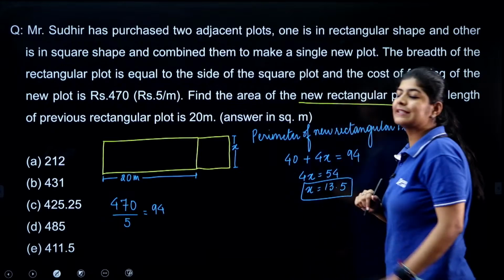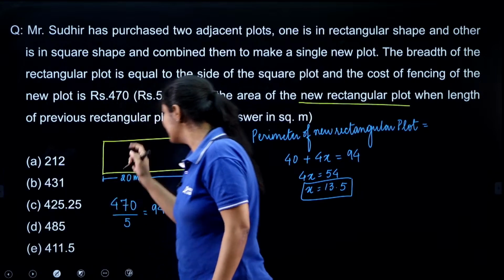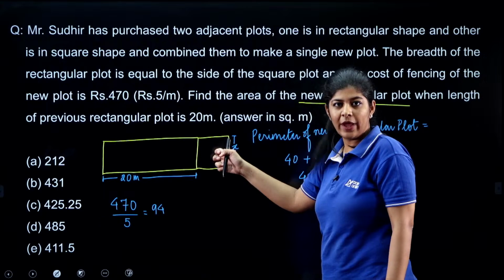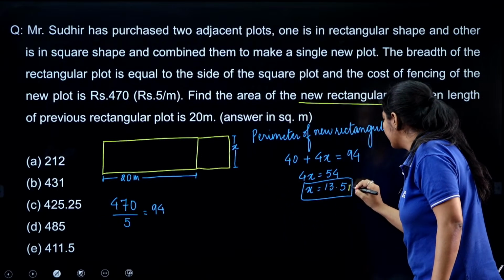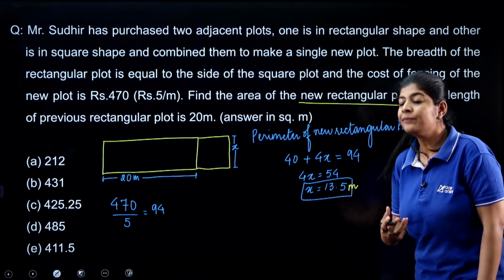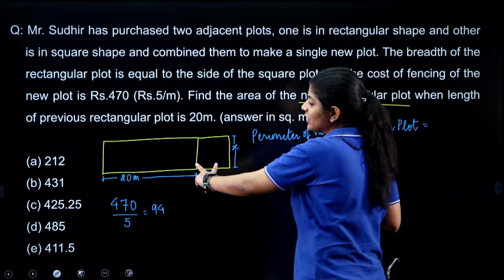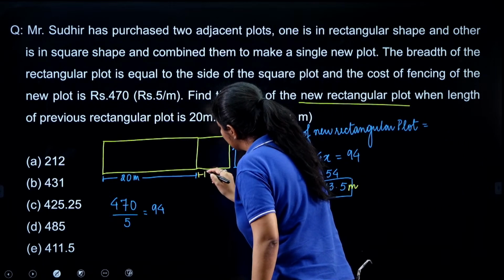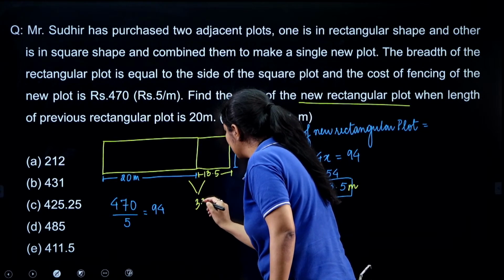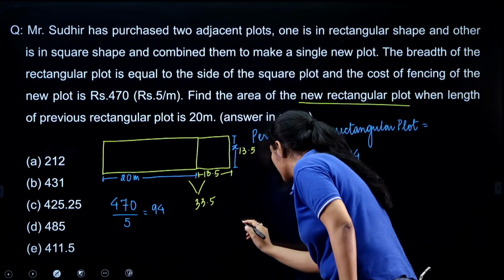The value of x that we are getting is 13.5. That means the breadth of the old rectangular plot, or the square plot, is 13.5 meters. Now we have to find the area, right? The area of a rectangular plot is length into breadth. So first we need the length of the new plot, which is 33.5, and the breadth is 13.5.